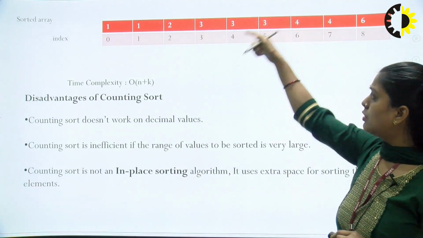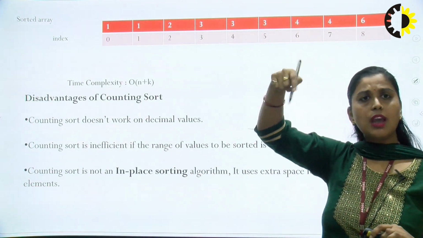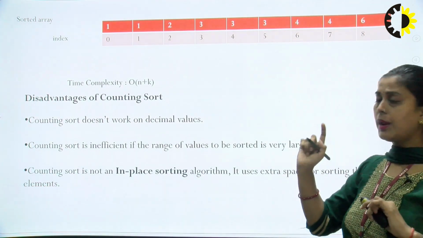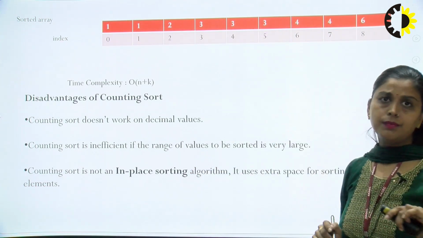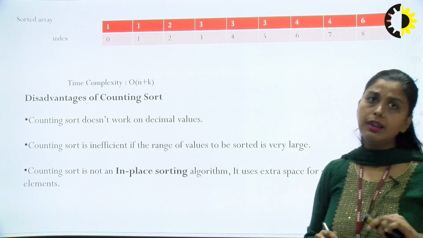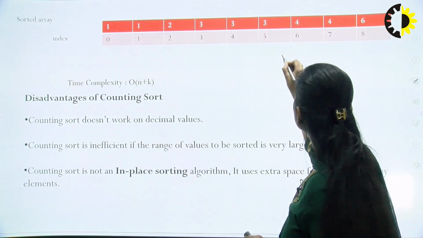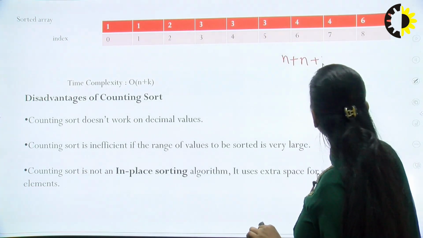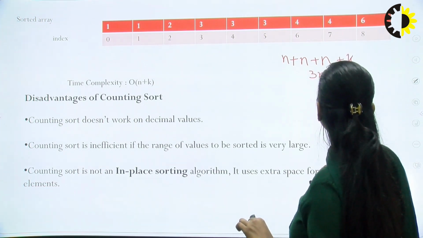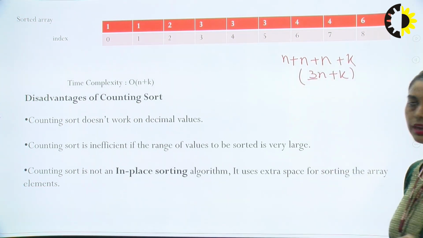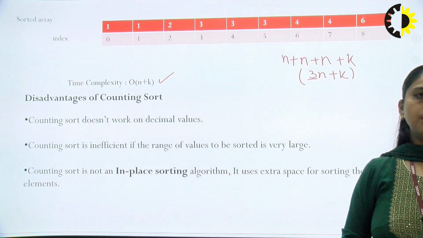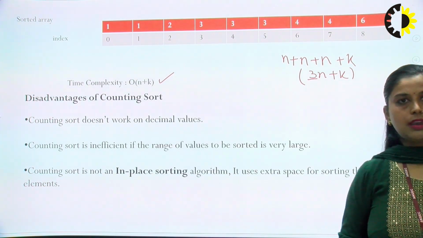After that we have to move this particular sorted array to the actual array. I believe you know this concept. By using a loop, we are just copying the data of B to A, another loop, and I believe you can understand this loop again runs n times. So total time complexity is n plus n plus n plus k, which is 3n plus k. As we know, the constant is ignorable. Then the time complexity of counting sort is order of n plus k.